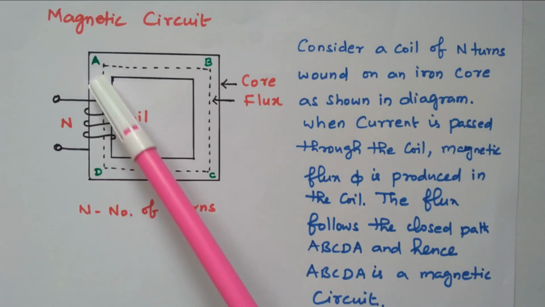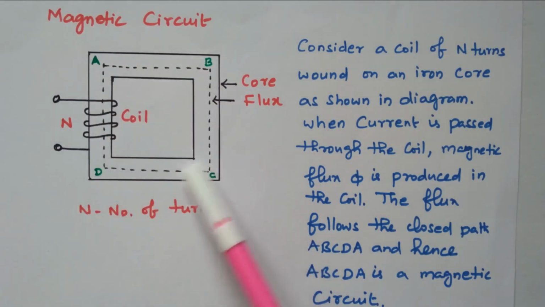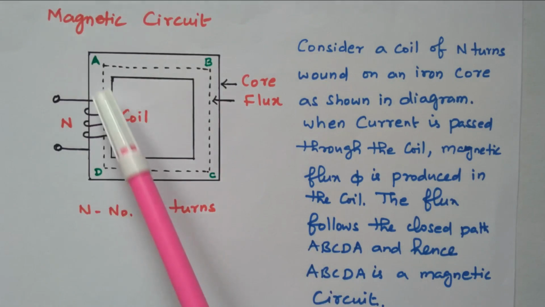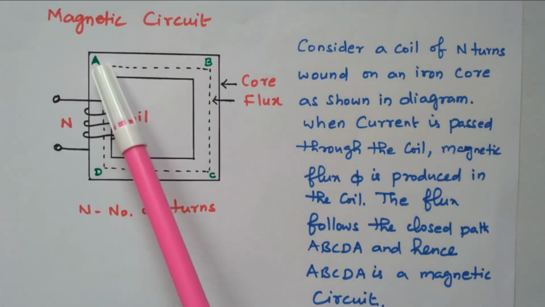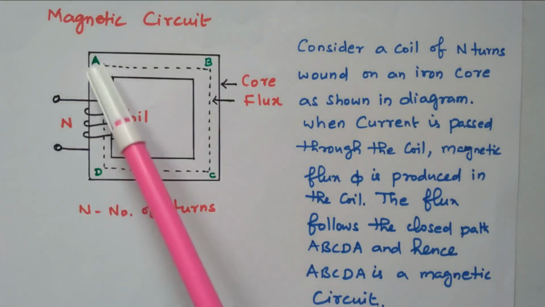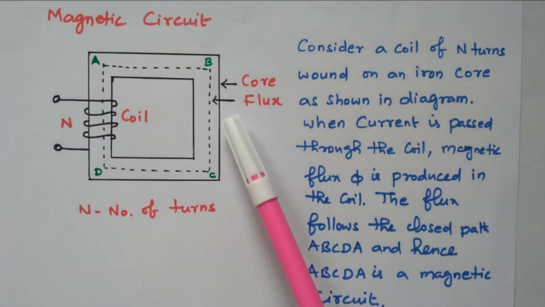So that flux follows this closed path through the core. The core is square shaped, so the flux also flows in a square form, that is A, B, C, D, A. It follows the path A, B, C, D, A. So this closed path is nothing but a magnetic circuit.